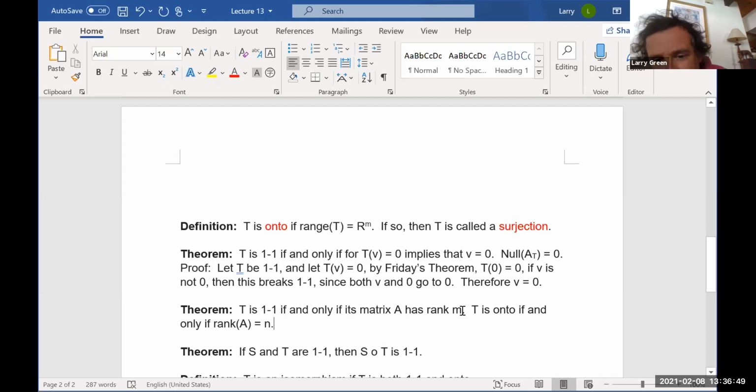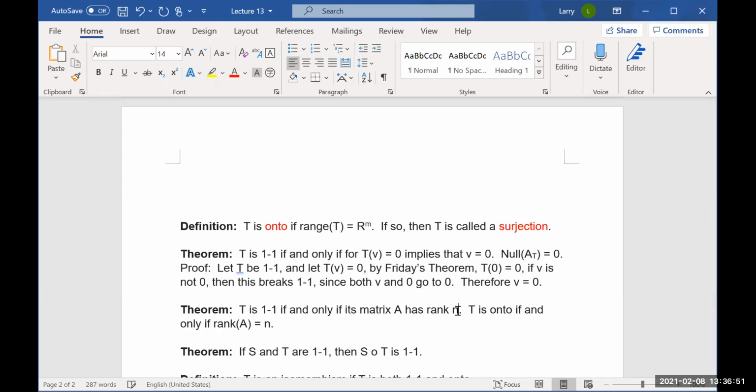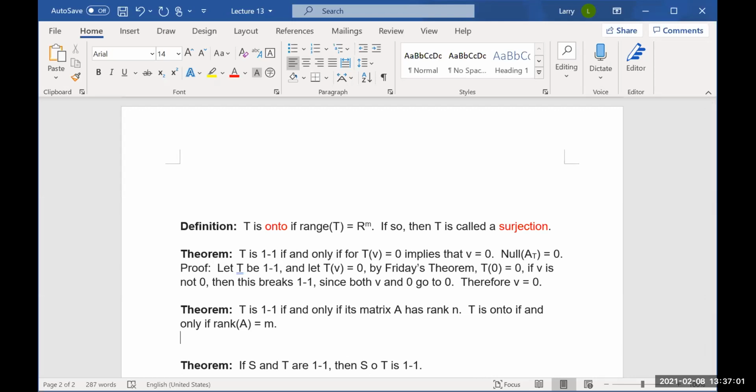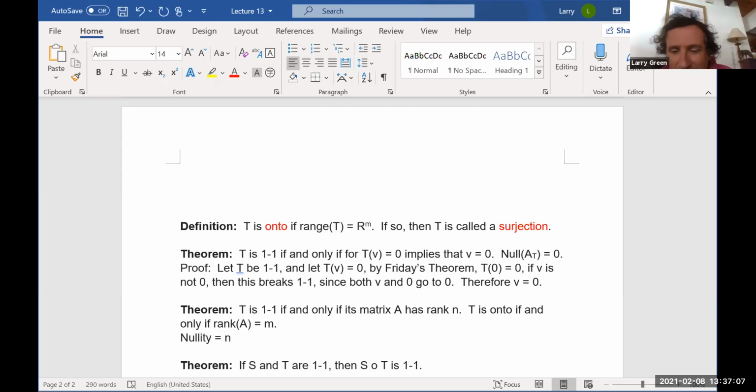I know I did have it right, and M. Isn't it the rank of A plus the... No, that's not it. The nullity is n minus the rank. Yeah. So it's equal to N minus the rank of A.